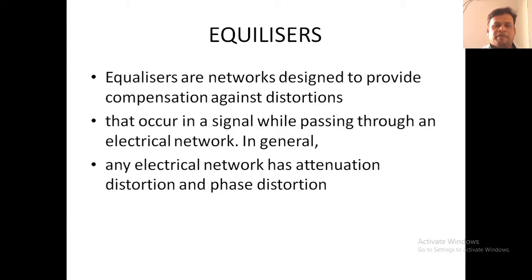So let's start. Equalizers. Equalizers are networks designed to provide compensation against the distortions that occur in a signal while passing through an electrical network. In general, any electrical network has attenuation distortion and phase distortion. So, to compensate for attenuation distortion and phase distortion in an electrical network, we need to use these equalizers.